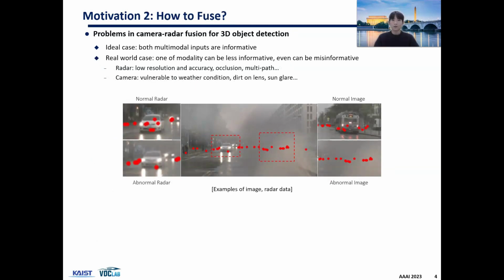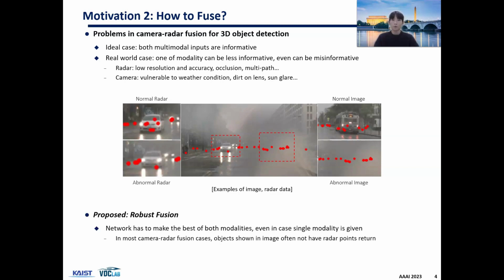The next motivation is how to fuse two modalities. In the ideal case, the information of both multimodal inputs is informative and helpful for detecting some object. However, in real situations, only one of the modalities can be informative and the other cannot be. The proposed fusion framework aims to handle this kind of situation and make the best of both modalities, even if one of the input data is not helpful for the fusion.